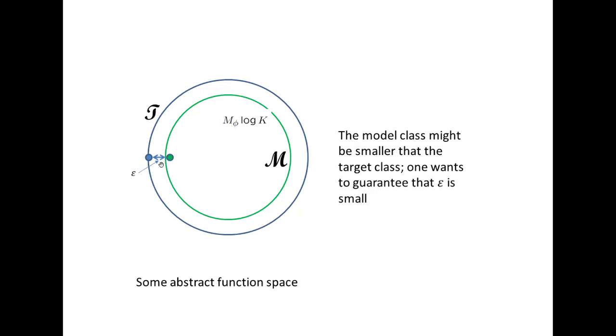Here we see the worst case, sort of the largest distance between the worst case function from the target class and the best fit from the model class. And this space is maybe defined by the number of basis functions times log k. And even m phi could be too large, so we have to find a way to get m phi smaller.